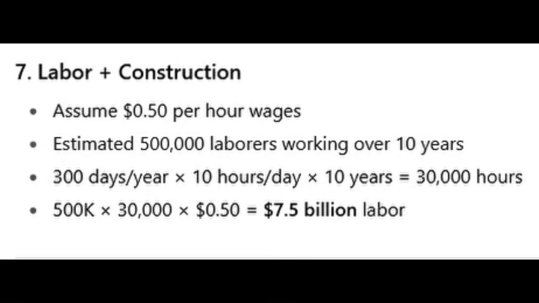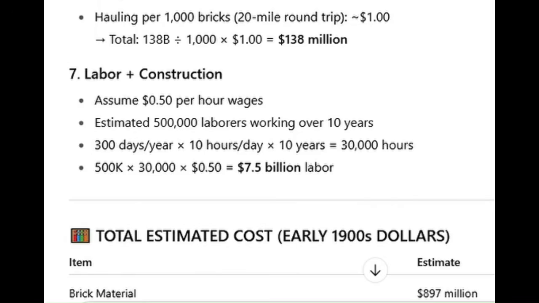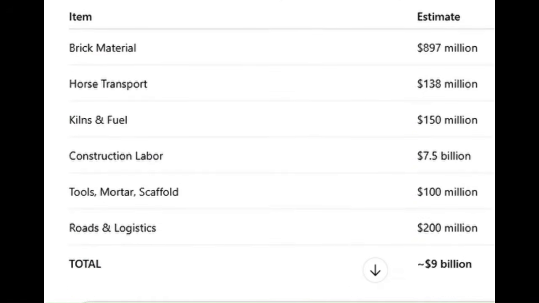Estimated 500,000 laborers working over 10 years. 300 days per year, times 10 hours a day, times 10 years, equals 30,000 hours. 500,000 times 30,000 times 50 equals $7.5 billion in labor. Total estimated cost, early 1900s dollars. Item, estimate.